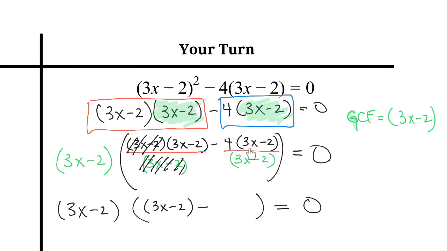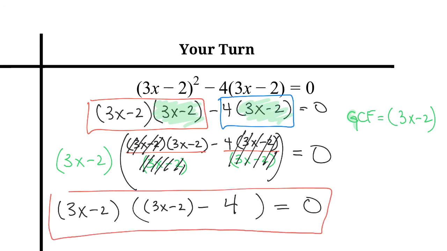So again, I see a 3x minus 2 in the top, or the numerator, another 3x minus 2 on the bottom, or the denominator. So I'm going to simply cancel them out, and all that would be left is a 4. So I'm going to recopy that inside my bracket. So this would be my final answer. 3x minus 2 multiplied by 3x minus 2 minus 4 equals 0.